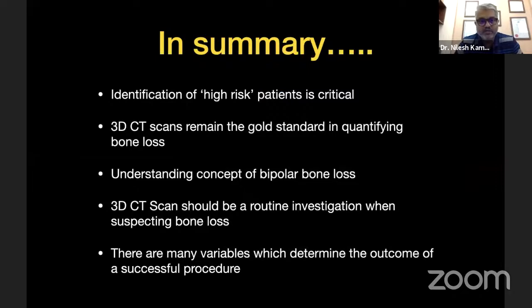So in summary, identification of high-risk patients is critical. 3D CT scan, according to literature, still remains the gold standard in quantifying glenoid bone loss. You need to understand the concept of bipolar bone loss. You just can't look at the glenoid. You need to pay attention to the humerus as well. When you're suspecting bone loss, you should order a 3D CT as a routine. And there are many variables, not just the glenoid bone loss, which determine the outcome of a successful procedure. Thank you.